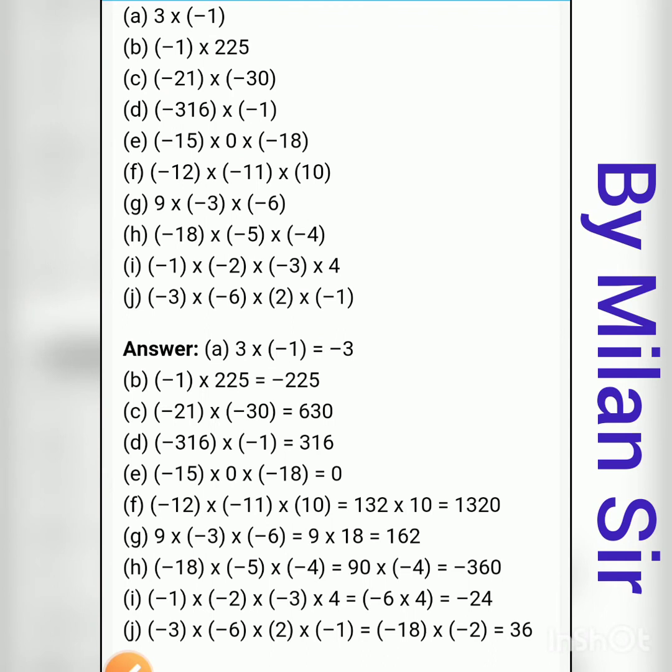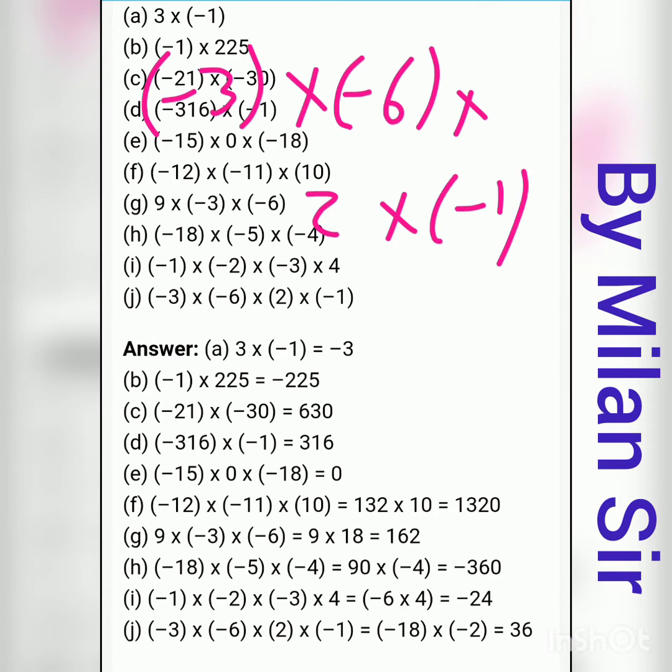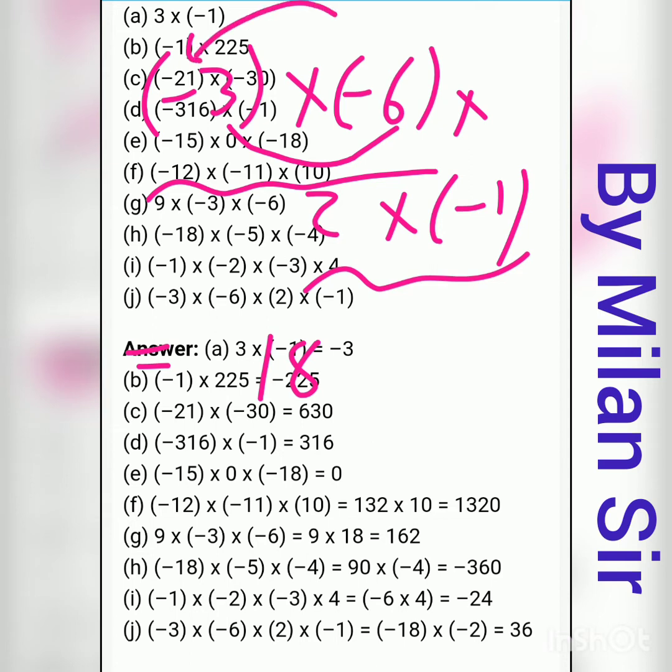Now the next one: minus 3 multiply minus 6 multiply 2 multiply minus 1. Again we need to follow the same process, the first two numbers and the last two numbers. First of all, the multiplication of the first two numbers, 6 3s are 18. Both have a negative sign, so minus minus plus 18.